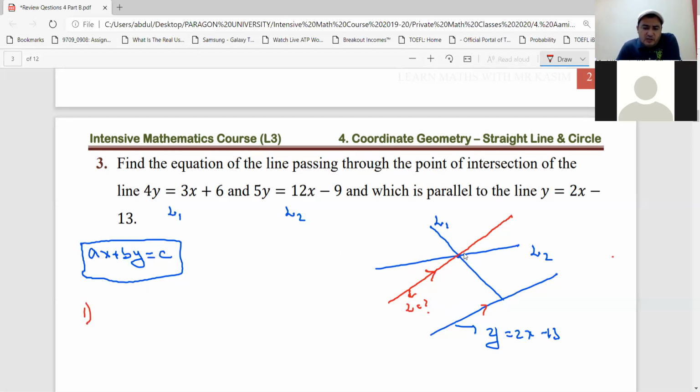If I know the intersection point, I mean the coordinates of the intersection point, and since this line is parallel to this line, that means that the gradient of this line, if it is M, and also gradient of this line, it must be M. Why? Because two lines are parallel if and only if their gradients are equal.